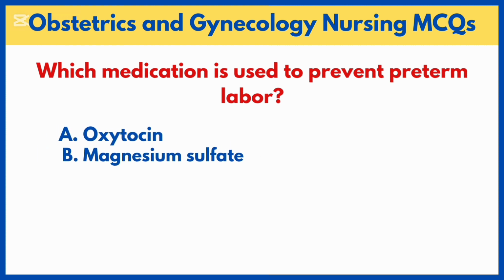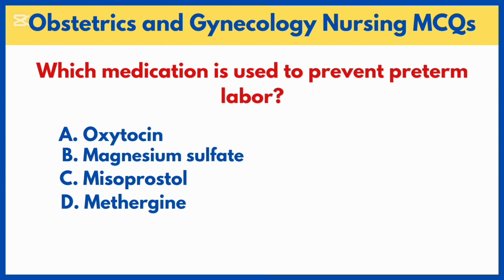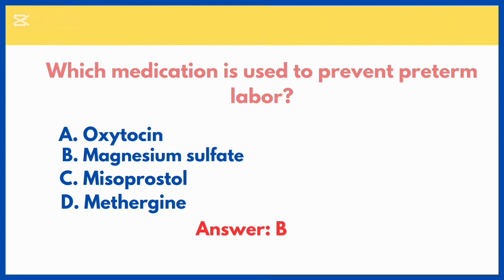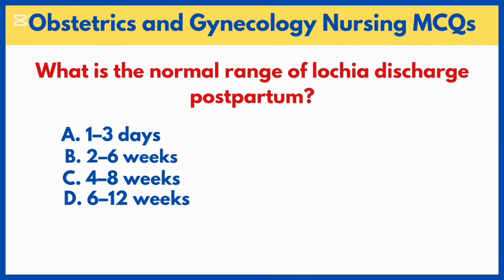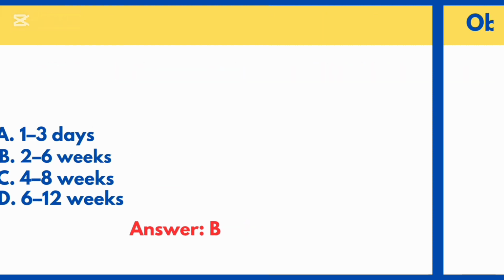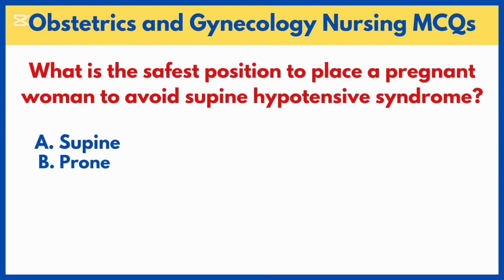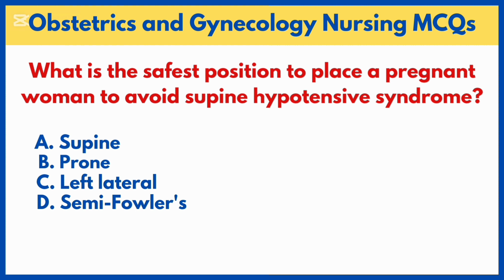Which medication is used to prevent preterm labor? Correct answer is option B, magnesium sulfate. What is the normal range of lochia discharge postpartum? Correct answer is option B, 2 to 6 weeks. What is the safest position to place a pregnant woman to avoid supine hypotensive syndrome? Correct answer is option C, left lateral.